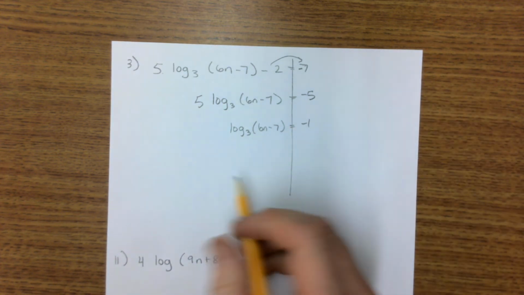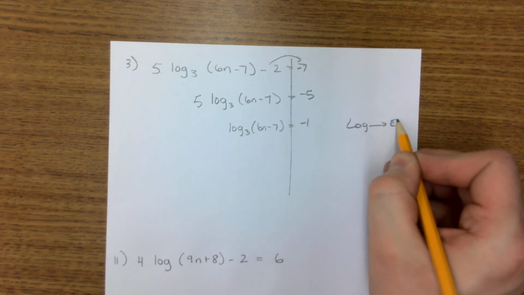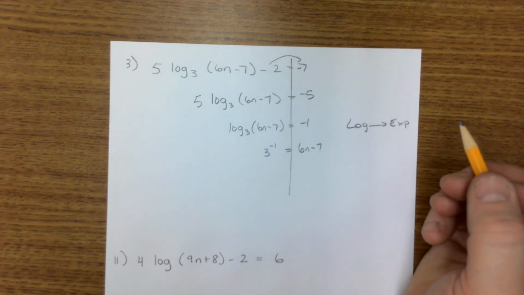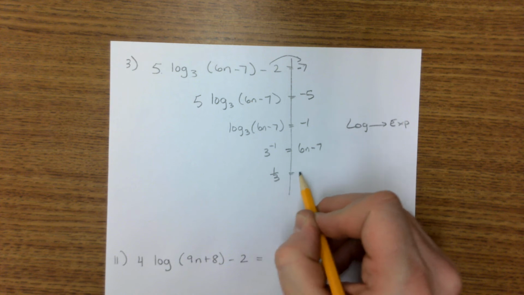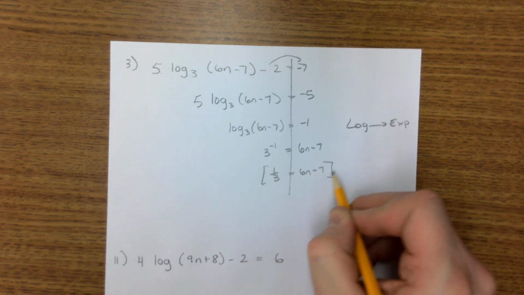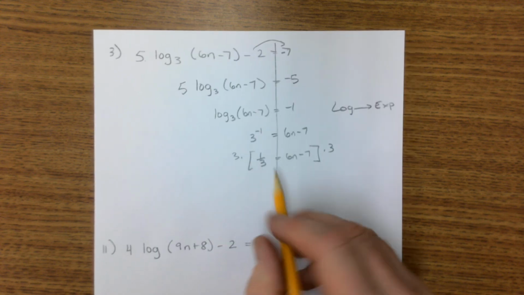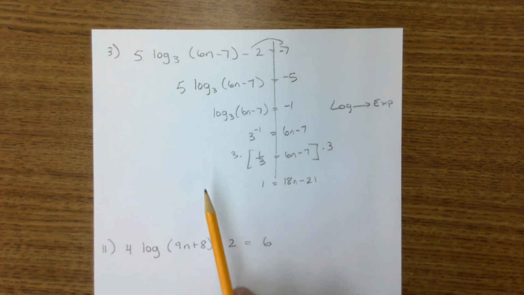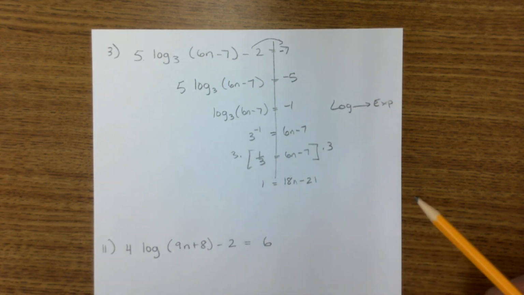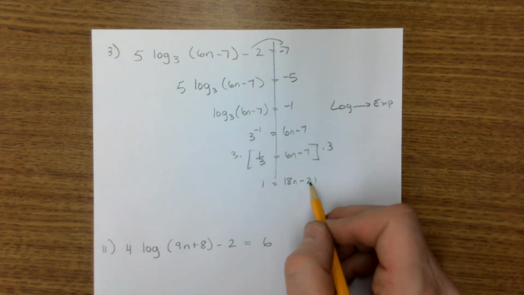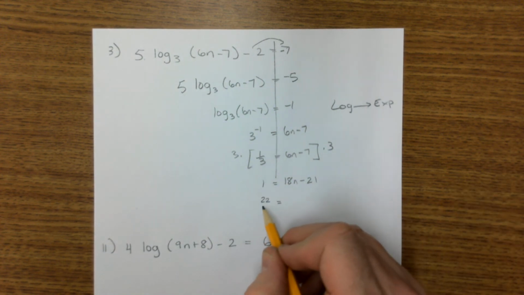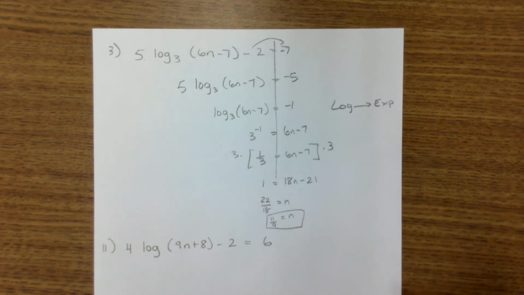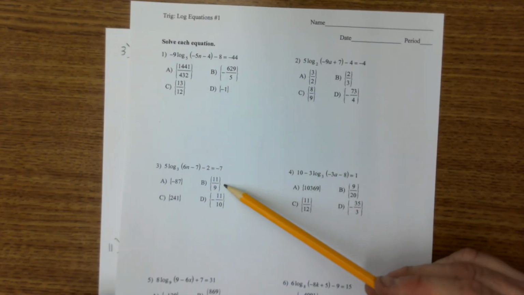That's a negative 1. Leave logs, go to exponents. That is 3 to the negative 1 equals 6n minus 7. What is this? Well, that's 1/3. And now I'm going to multiply both sides of my equation by 3. That will be 1 is equal to 18n minus 21. I just put this step in here because this step will clear out the fractions for you. It's easier to work without fractions. Add the 21, divide by the 18, reduce that, 11/9. And that is also letter B.